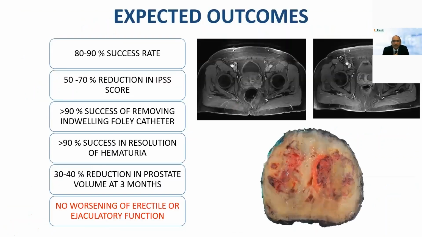So what do we expect after the procedure in terms of outcomes? What's the success rate? What's the reduction in the IPSS score? In our experience, the reduction in IPSS score is around 70%, but some centers have reported around 50%, with an 80 to 90% success rate. And for patients who have an indwelling catheter or acute urinary retention, there is more than 90% success in removing the indwelling Foley and staying catheter free. At 3 months, we mark 90% success in resolution of hematuria and a 30 to 40% reduction in prostate volume, but very important, no worsening of erectile or ejaculatory function.